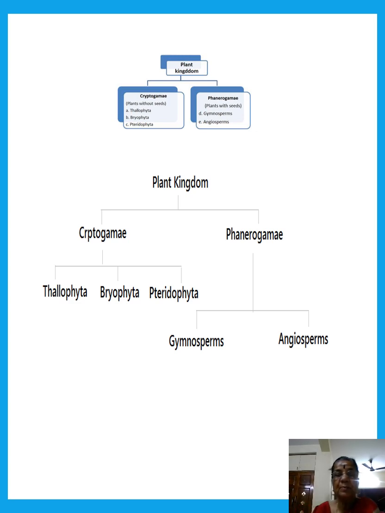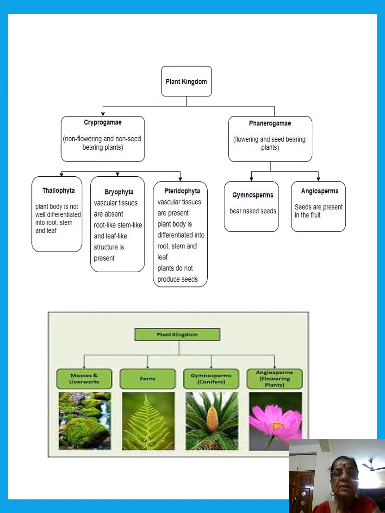So the classification of the plant kingdom, we have studied: cryptogamy and phanerogamy, and then Thallophyta, Bryophyta, Pteridophyta, Gymnosperm and Angiosperm. I have explained it in detail with the features and figures. Cryptogams are non-flowering and non-seed bearing plants, whereas phanerogams are flowering and seed bearing plants. In phanerogamy, gymnosperm has naked seeds, whereas in angiosperm, seeds are present inside the fruit.